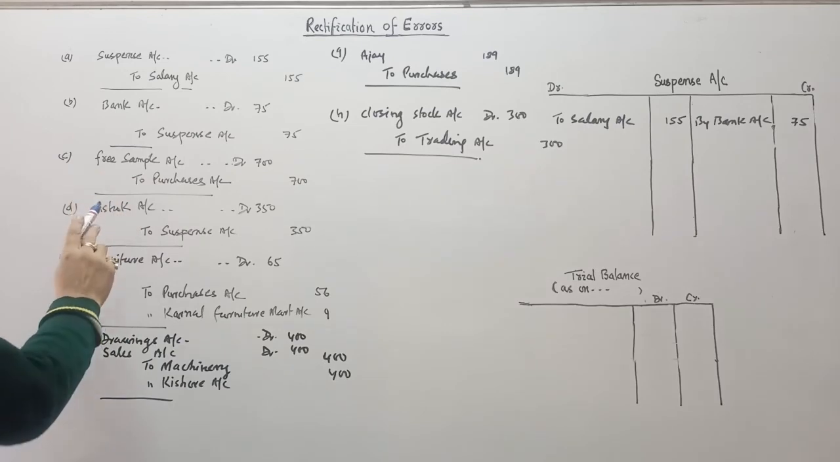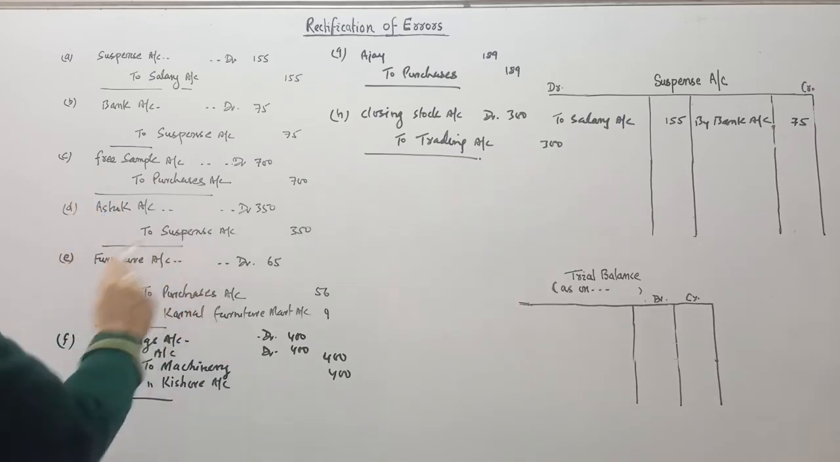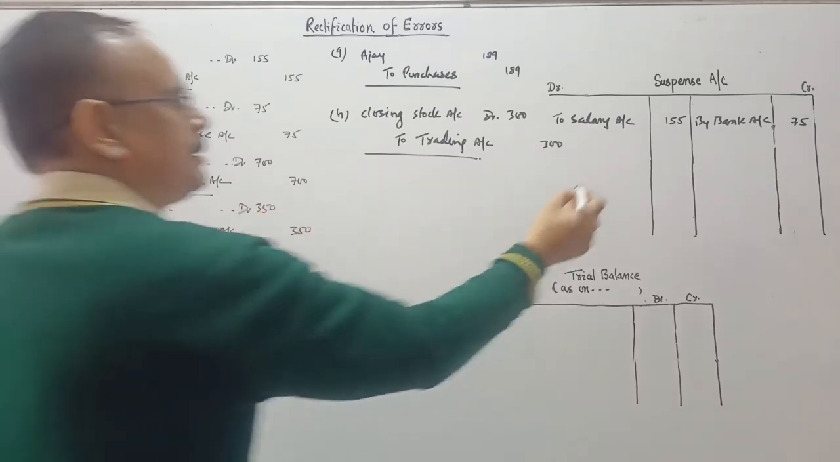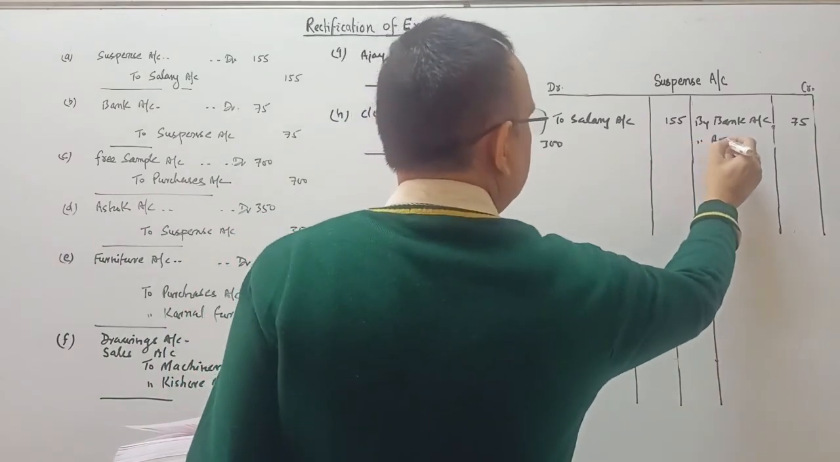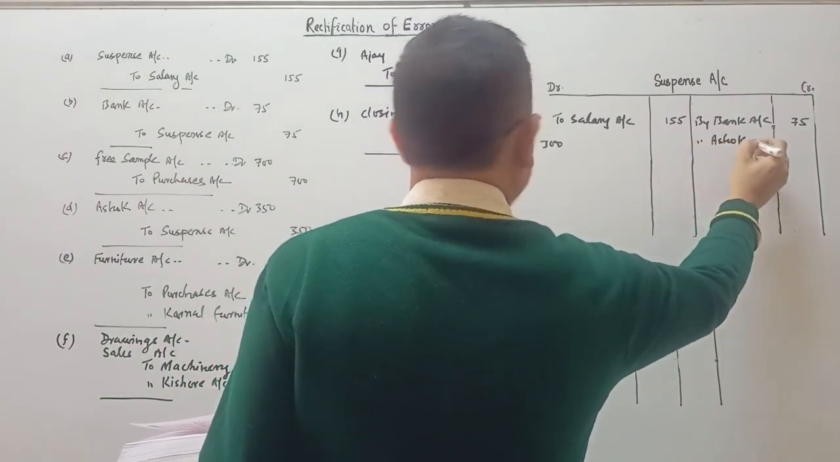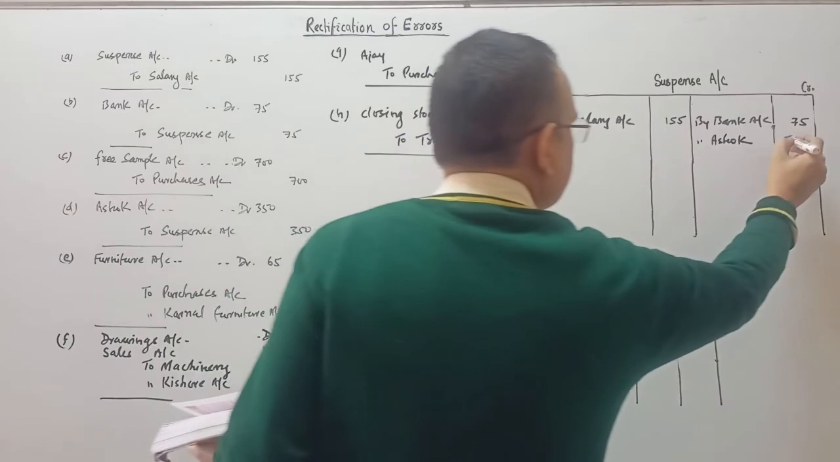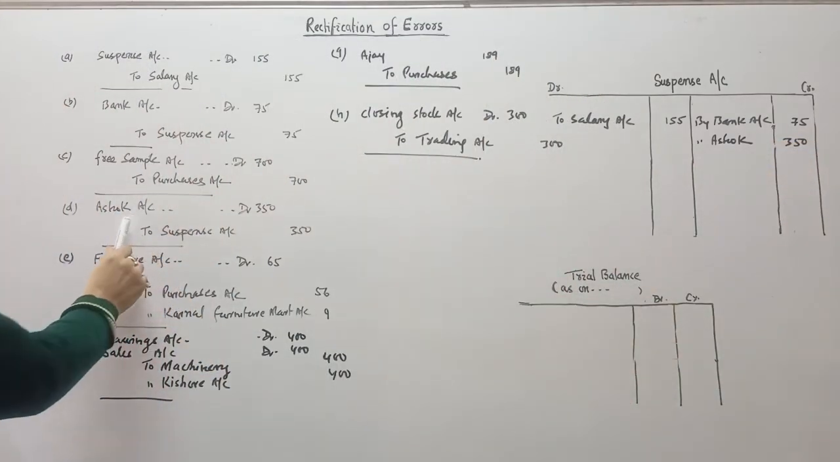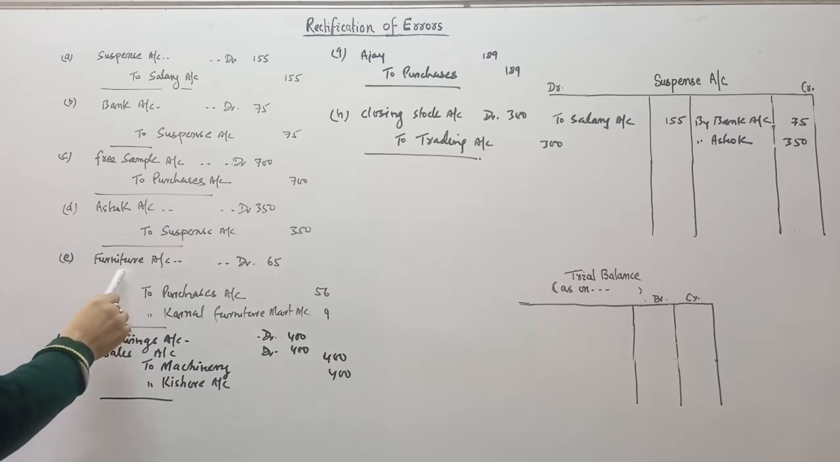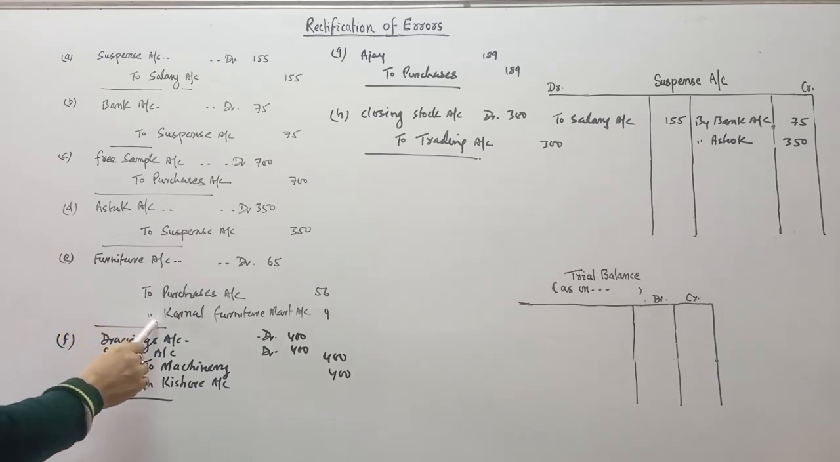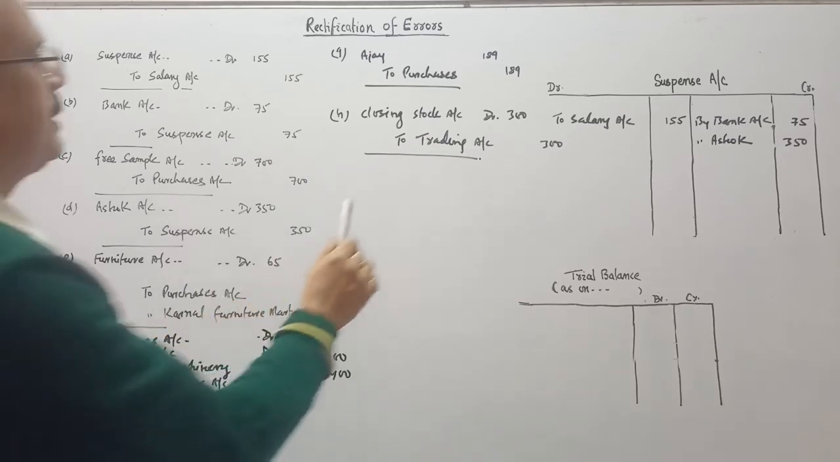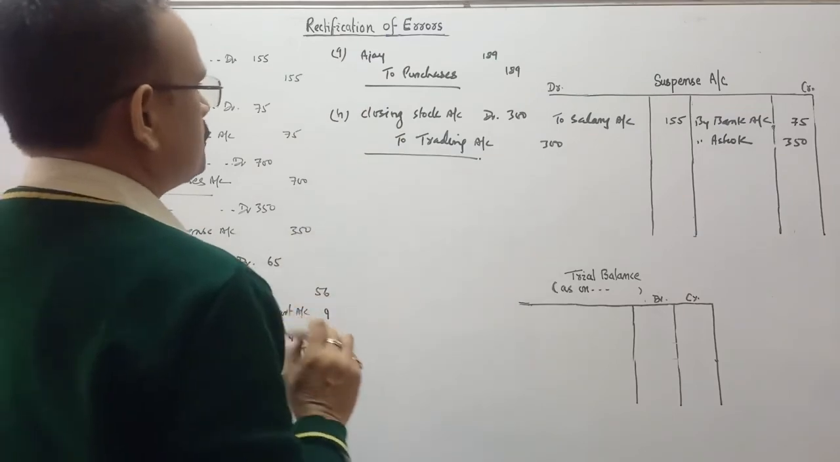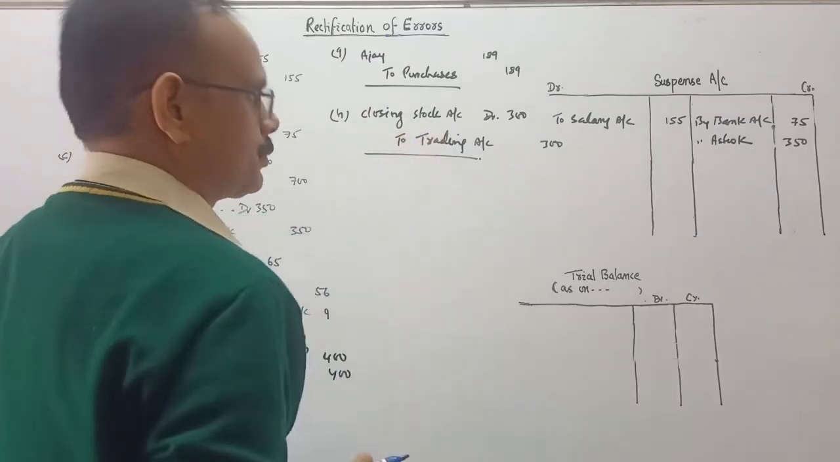Come to the next, free sample to purchase. There is no suspense. Ashok to suspense. Suspense is on credit, so on the credit side we will write by Ashok, amount is 350. Furniture purchase to Karnal, there is no suspense in this. Drawing, sales, machinery, Kishore, no suspense. Ajay to purchase, no suspense. Closing stock to trading, no suspense.